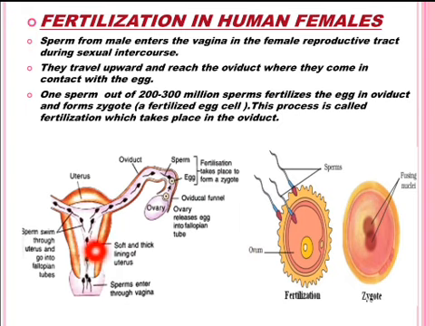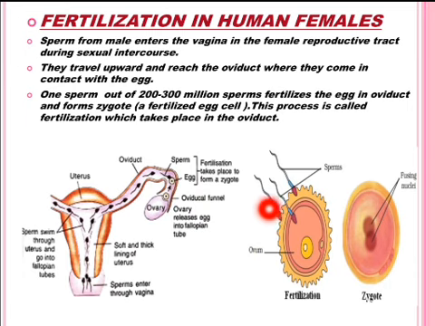The sperms from the male body enter the vagina in the female reproductive tract during sexual intercourse. They travel upward and reach the oviduct where they come in contact with the egg. One sperm out of 200 to 300 million fertilizes the egg in the oviduct and forms the zygote, a fertilized egg cell. This process is called fertilization, which takes place in the initial part of the oviduct.